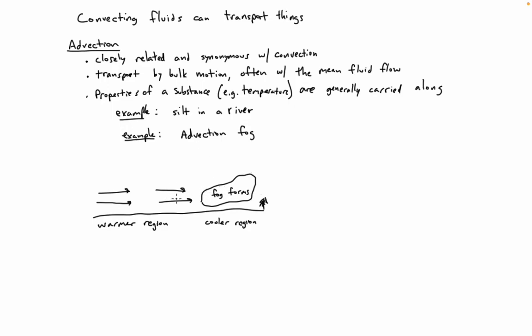So the moisture in the air is advected from one region to another, just as part of some bigger atmospheric flow, and causes a phenomenon, this fog, to form. So advection is sort of just a side note, really, in this conversation about convection.